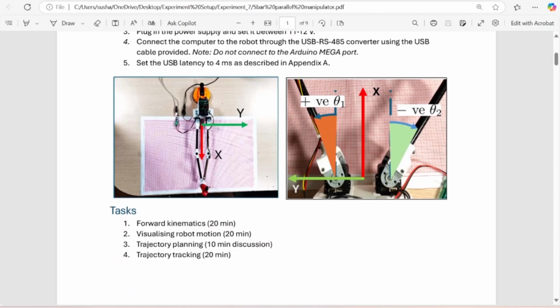So what we are seeing is that the manipulator has to be first fixed on the graph paper. That is, I want to fix the 0 point of the base of the manipulator, which is marked here with the x-axis and the y-axis. So that is my 0 point.